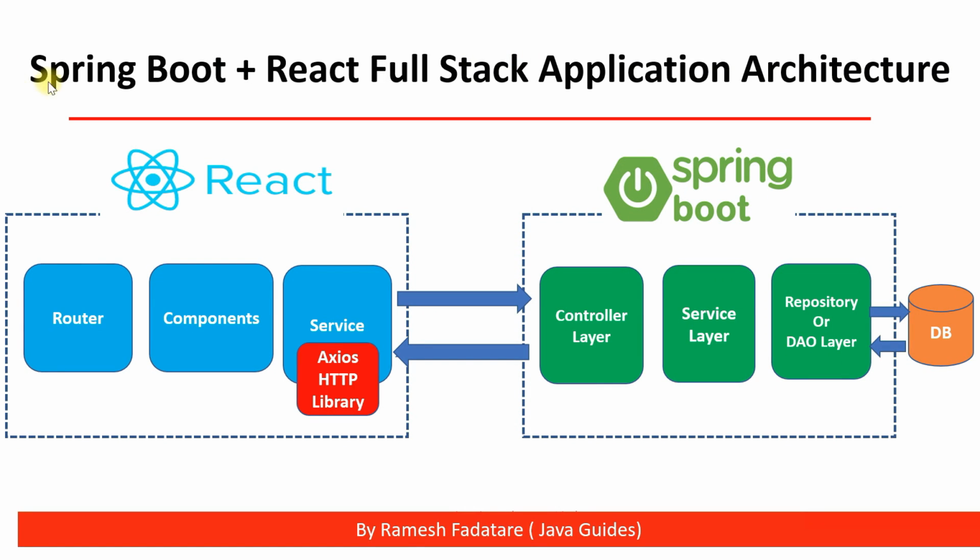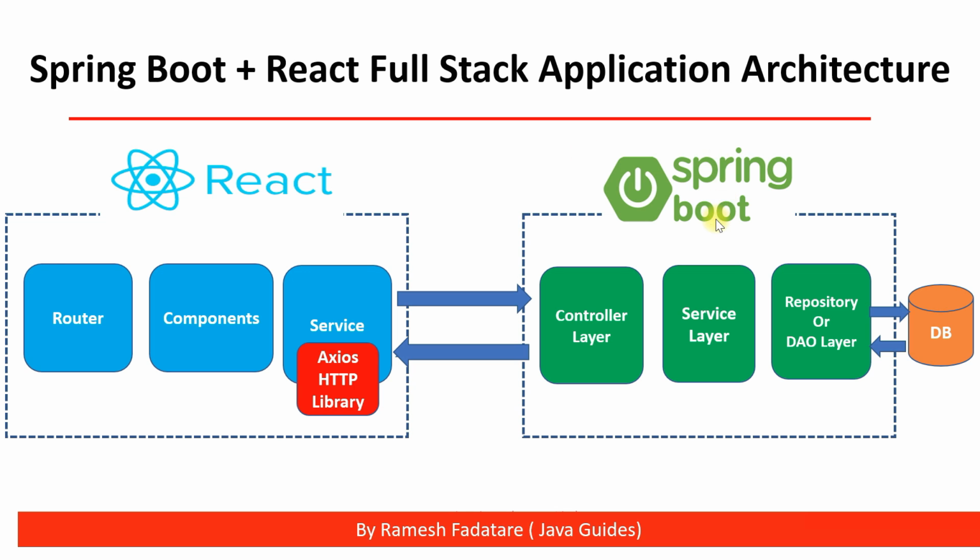We are going to understand Spring Boot React full stack application architecture. Alright, so if you can see here the architecture diagram, at the front end we have a React application architecture, and at the back end we have Spring Boot application architecture. Let's first understand Spring Boot application architecture at the back end, and then we'll move to a React application architecture at the front end, and then we'll talk about how to integrate React and Spring Boot application together as a full stack application.